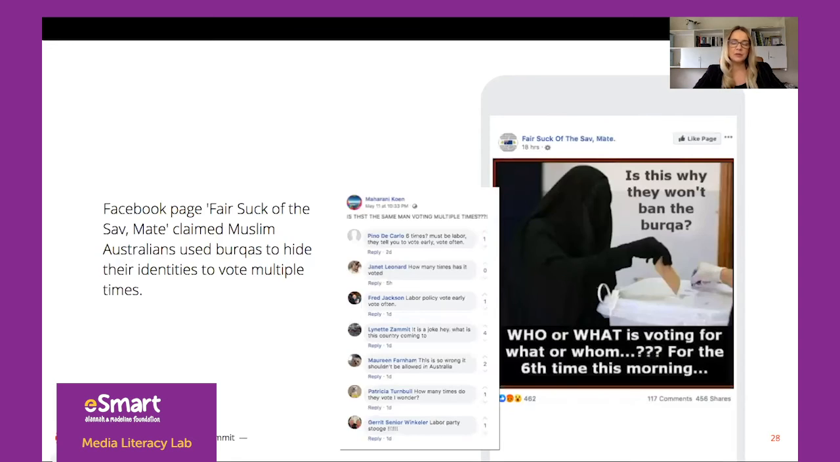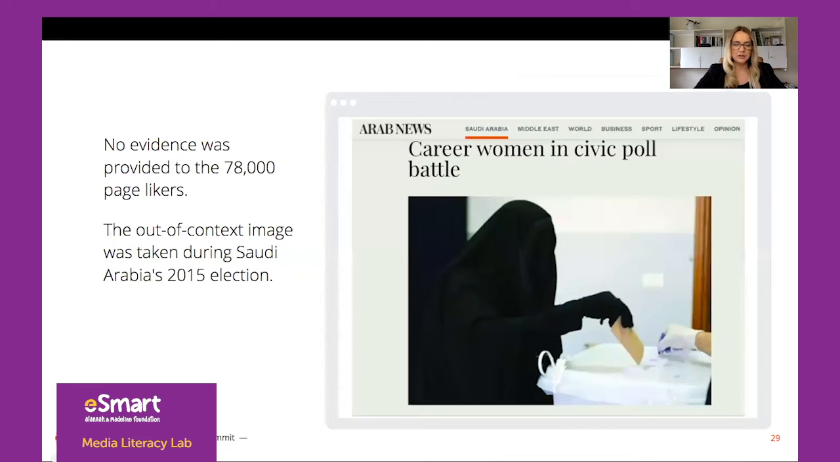A bit closer to home, during the previous elections in 2019, immigration scare campaigns against Muslims in Australia were waged by far-right groups during the election campaign. So we saw groups that were spreading memes like this saying, Muslim Australians using their burqas to hide their identity and vote multiple times, really trying to undermine the community. But if you just do a simple reverse image search, that image was actually taken out of context and was used in the Saudi Arabia election in 2015, showing women being able to vote. So completely different context there.